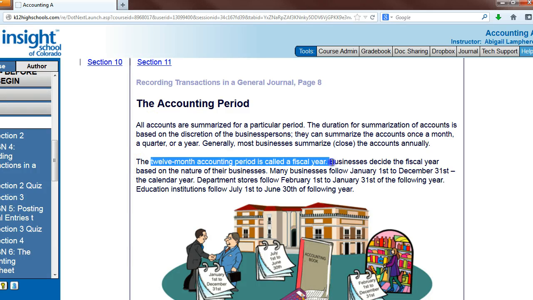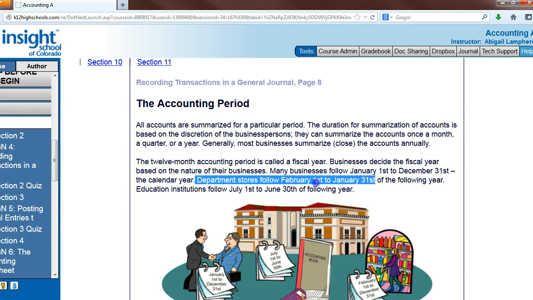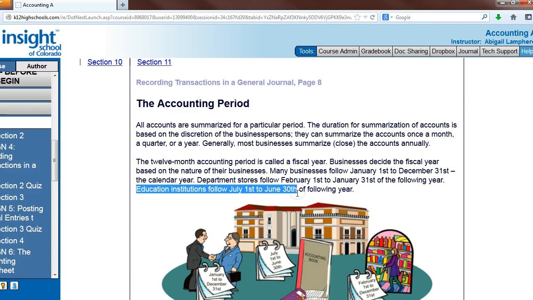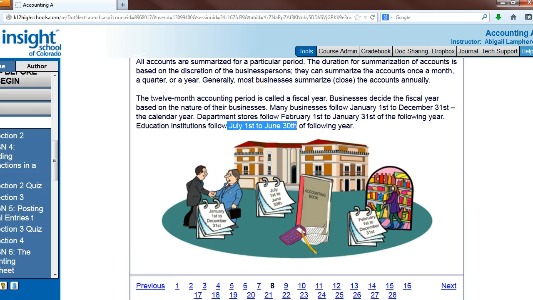So they look at their, like we said, an accounting cycle or a fiscal year is what most businesses use. Again, the 12-month period is called a fiscal year. But businesses can also arrange these fiscal years differently. It can go from January 1st to December 31st, your typical calendar year. A lot of department stores follow February 1st to January 31st to really get in on all of that Christmas action. And educational institutions follow July 1st to June 30th, because schools start in August and end in May, so this fiscal year period fits their business better. So again, depending on the type of business you have, you can adjust that fiscal year.